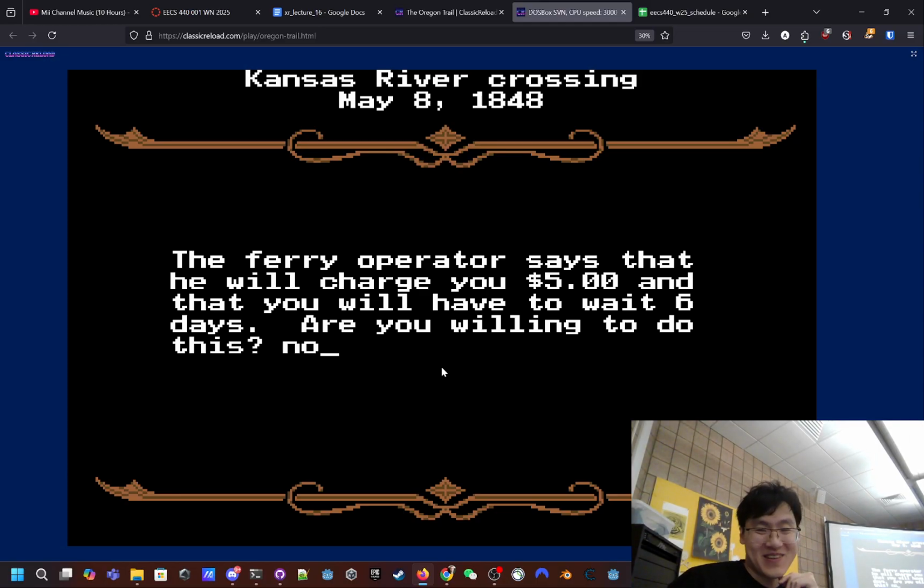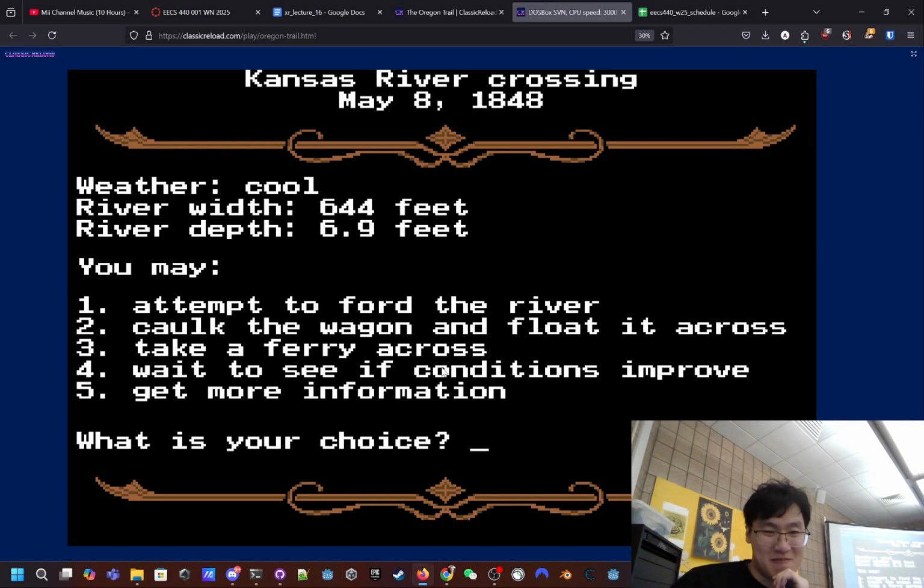All right. Okay, so I say no to this. And then, do we just ford the river? How tall do you think the wagons were? Because we got 7 feet of depth. We've got to be able to. How tall is the wagon? I don't know. I think that's too deep. It's too deep. So we have to wait.